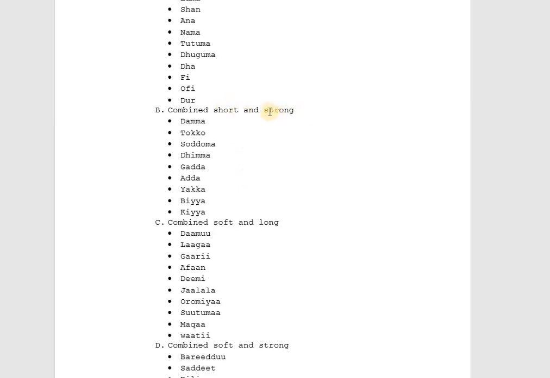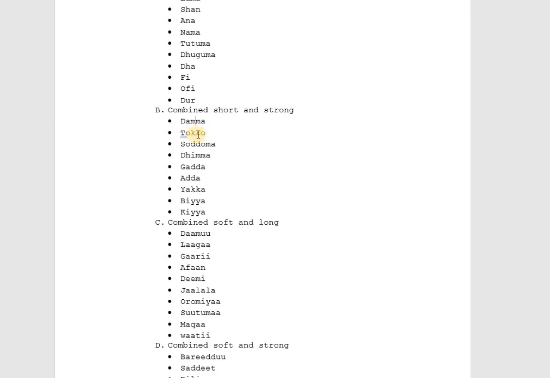Some of the sounds in here are strong. That's a combination of short and strong. Dhamma. Listen to the sound ma. Dhamma. I say it deeply. As I said before, there is no strong sound at the beginning of any Oromo word.